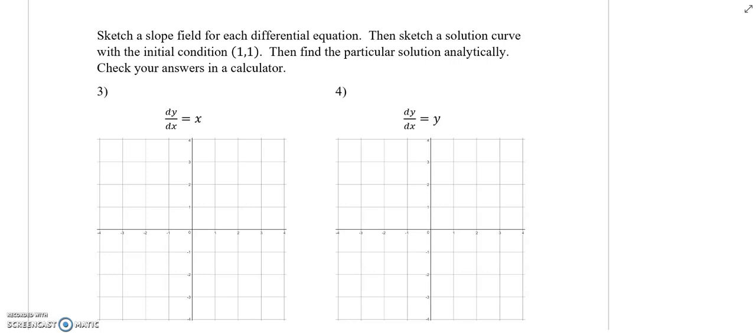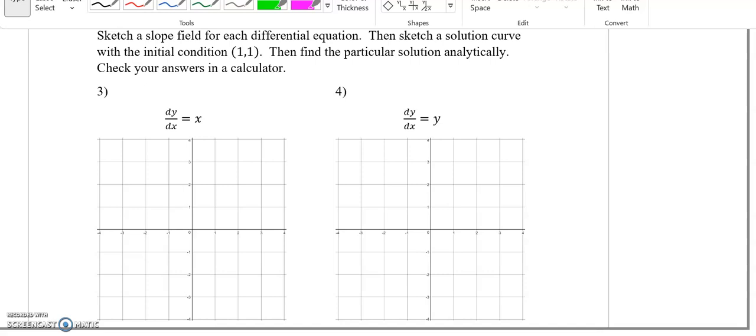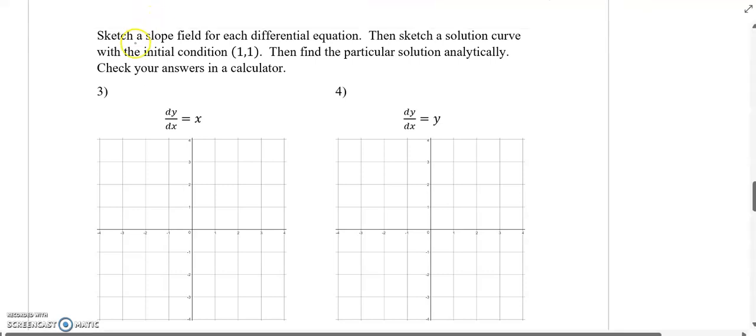Let's take a look at a few more slope field examples. We've got dy dx equals x. We've got dy dx equals y. Those seem like they're fairly similar sorts of graphs. So let's start by sketching a slope field on each one, and then we'll sketch a solution curve that goes through the point 1, 1. And then we will actually solve for that particular solution analytically and check in our calculator.